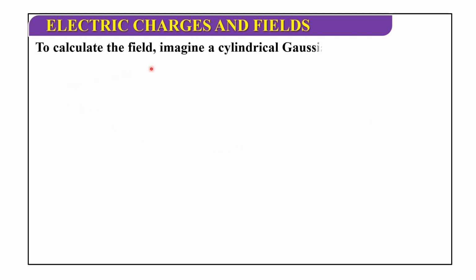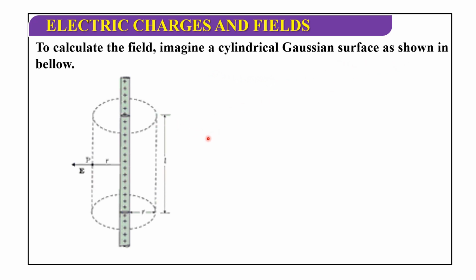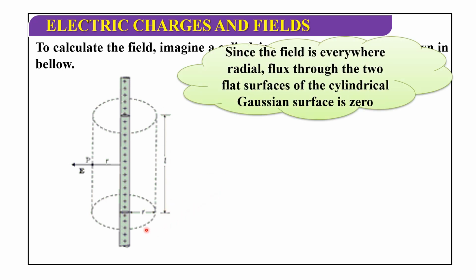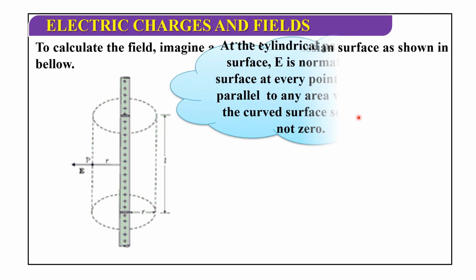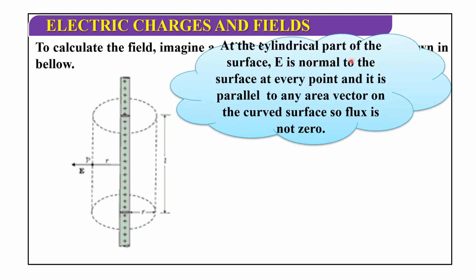So to calculate the field, imagine a cylindrical Gaussian surface as shown below. This is the cylindrical Gaussian surface of length L and radius r. Since the field is everywhere radial, flux through the two flat surfaces of the cylindrical Gaussian surface is 0. At the cylindrical part of the surface, E is normal to the surface at every point, and it is parallel to any area vector on the curved surface.